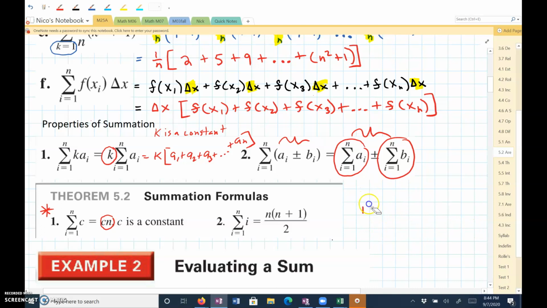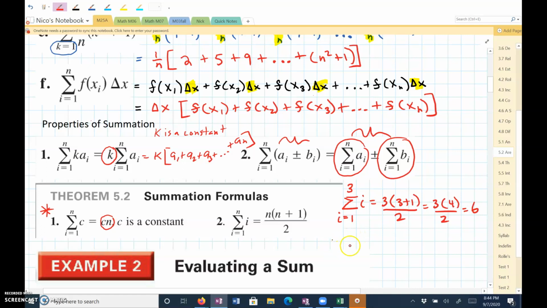Alright, let's do another one. Let's say we have the summation from 1 to n of i. The shortcut here would be n times n plus 1 over 2. So again, let me give you an example here. Let's do the summation from 1 to 3 of i. It says that would be equal to n, which is 3, times 3 plus 1 all over 2. So this would be 3 times 4 divided by 2. So this would end up being 6.